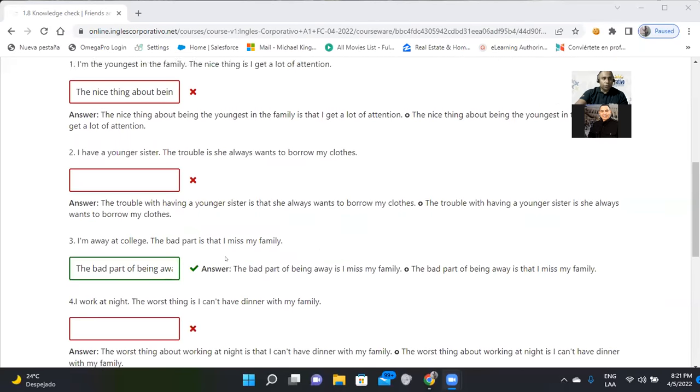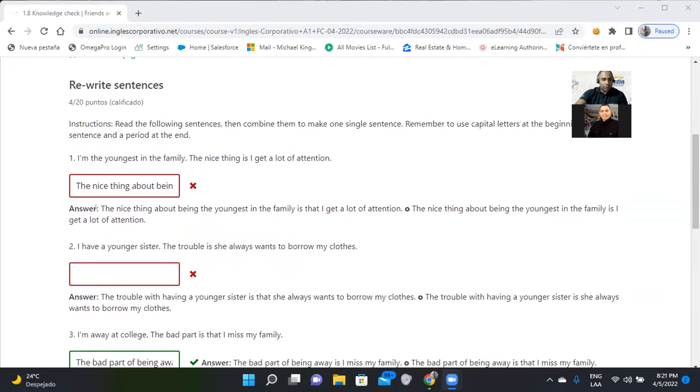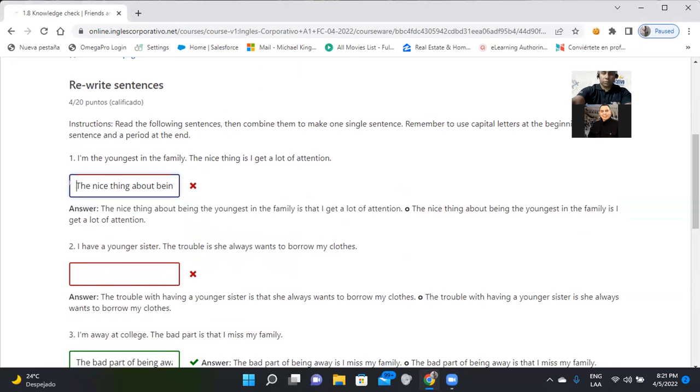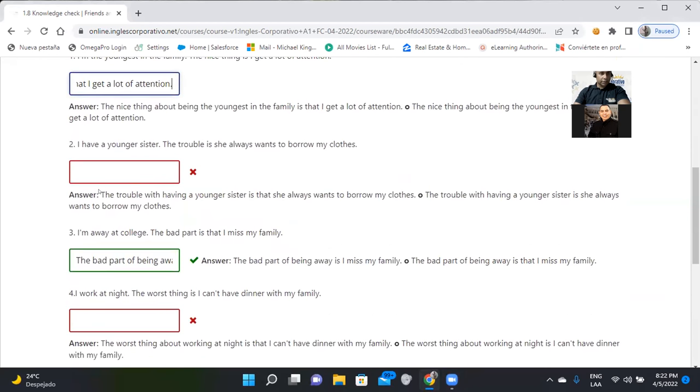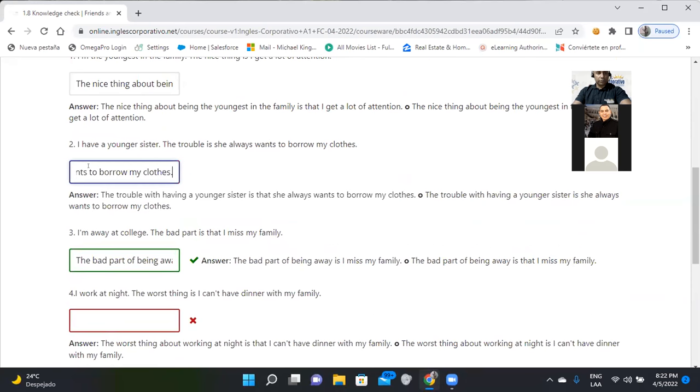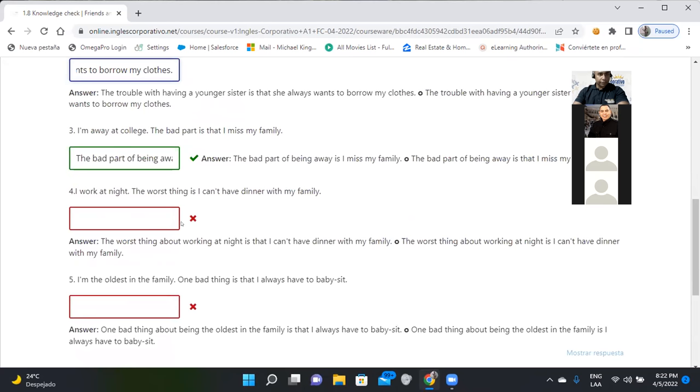Okay, Enrique, please give me the answer to number one. I am the youngest in the family. The nice thing about being the youngest in the family is I get a lot of attention. Excellent. Number two, Ivania. The trouble with having a younger sister is that she always wants to borrow my clothes. Perfect. Marvin, number three. The bad part of being away is I miss my family.